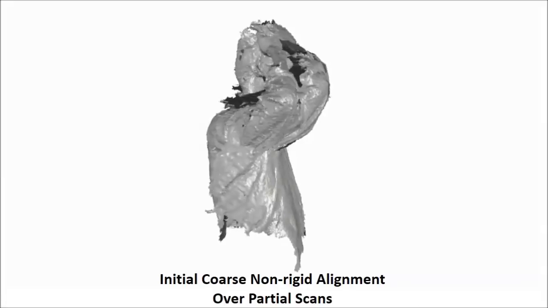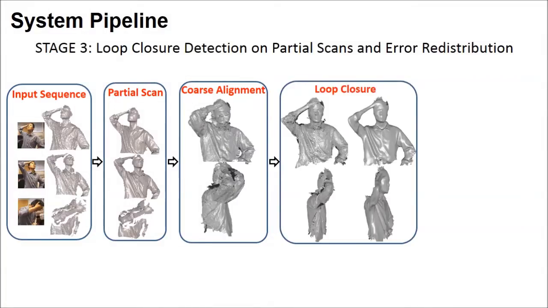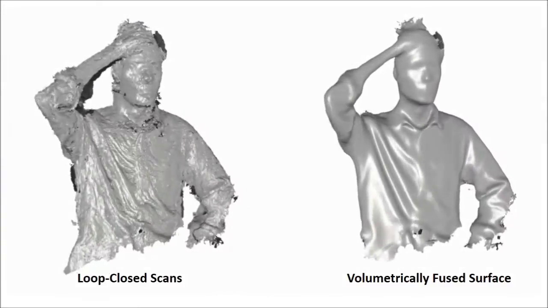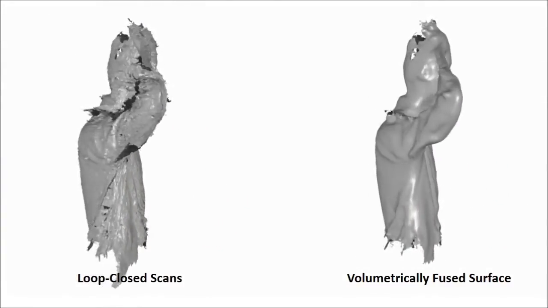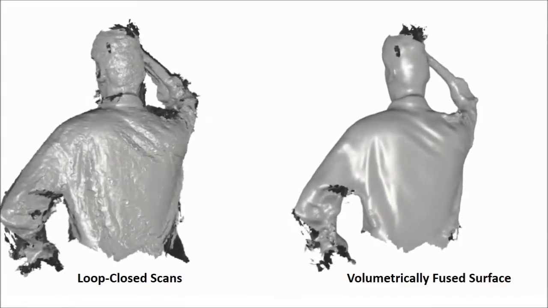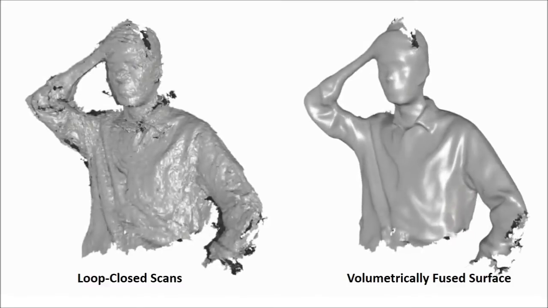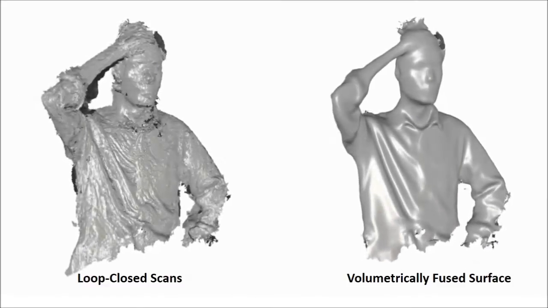In the third stage, we detect loop closure constraints and redistribute any alignment errors over the loop. As shown on the left, the alignment dramatically improves after loop closure. Volumetric fusion of these scans then produces the mesh shown on the right. Unfortunately, this step fails to fully minimize alignment error, so alignment artifacts are still visible.